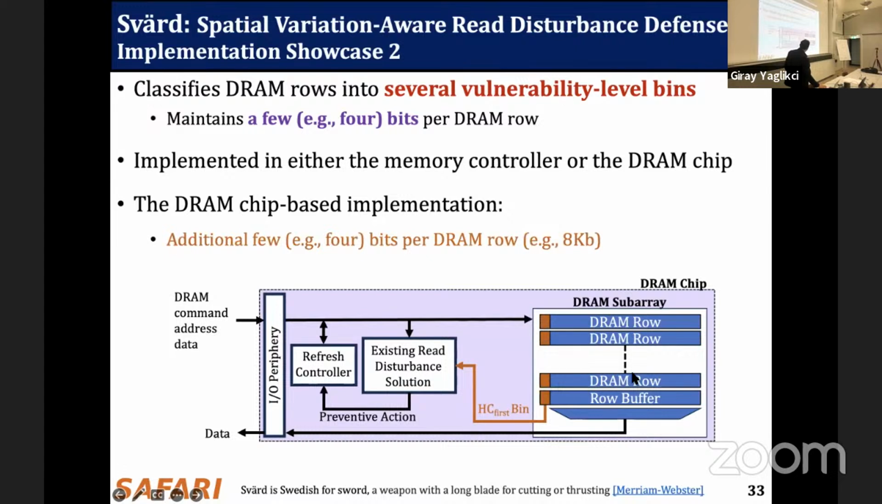In a DRAM row, you have 8 kilobytes of data, so you need an additional 4 bits for 8 kilobytes of data. Or if you're considering that we have multiple chips and we lay out our row, you have 8 kilobits of data in a DRAM row, and you add 4 additional bits next to it. So it's a very low overhead.